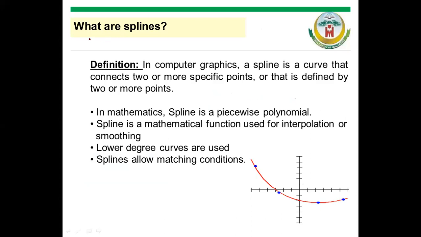So what are splines? Splines are piecewise polynomials. In computer graphics, a spline is a curve that connects two or more specific points, or that is defined by two or more points. We can also call a spline a piecewise polynomial. A spline is a mathematical function used for interpolation or smoothing. Lower degree curves are used. Splines allow matching conditions.